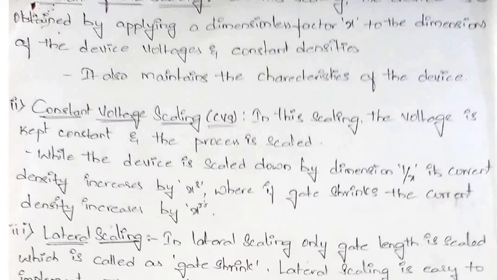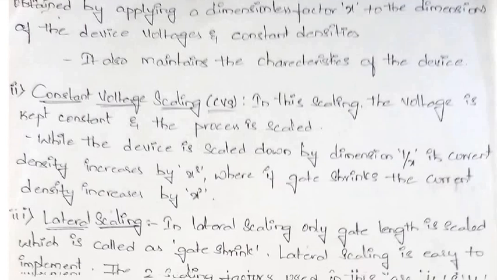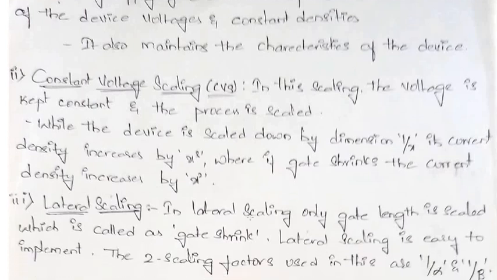Now coming to lateral scaling. In lateral scaling, only the gate length is scaled, which is called gate shrink. Lateral scaling is easy to implement. The two scaling factors used in this are 1/alpha and 1/beta.